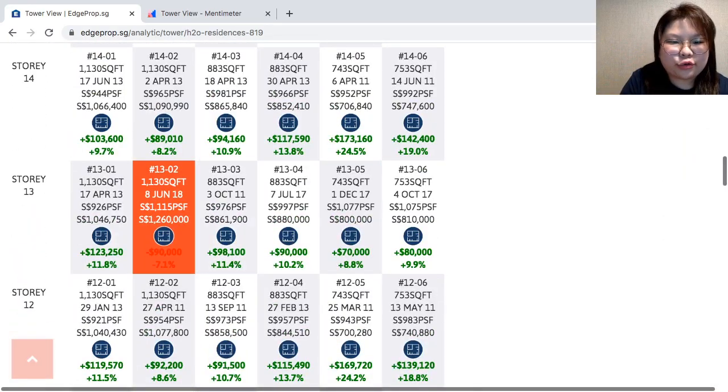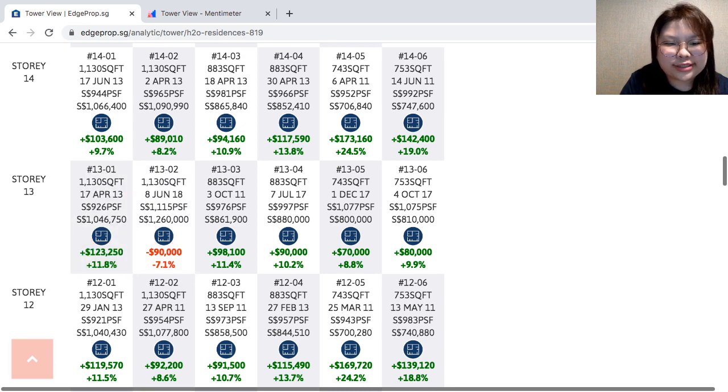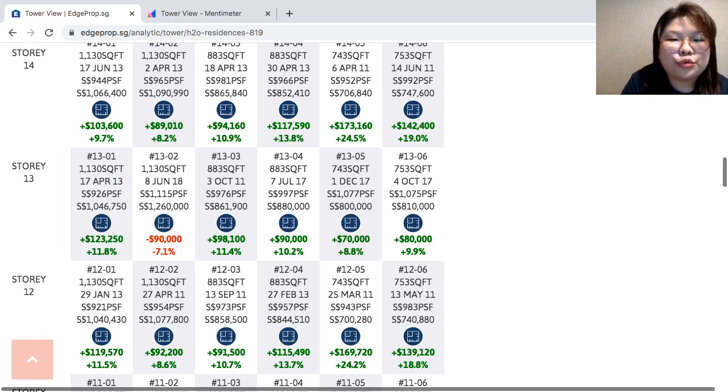Next, let's look at another one. This is 1302, I'm not going to mouse over because you can't see the negative. This unit, the owner bought it at 1.26 million, and today, if he were to sell this unit, he's likely to make a loss of 90,000, which works out to about 7.1% based on Edge Fair Value. So how does the system calculate Edge Fair Value, and how do we work it out here?